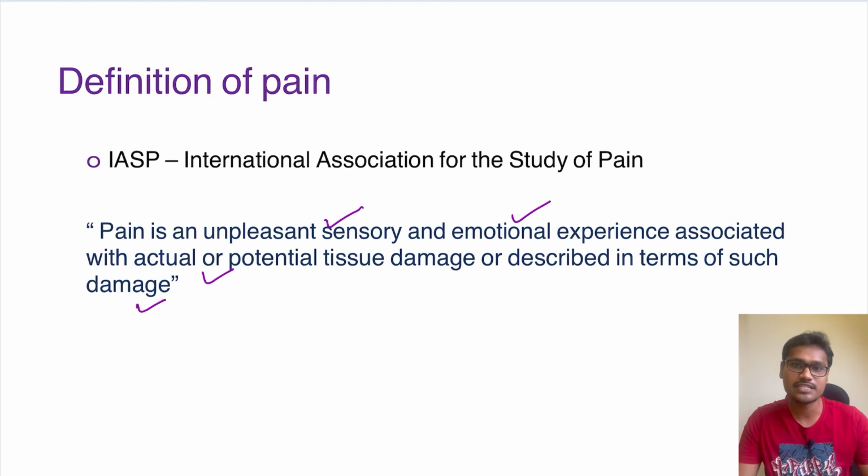Not only a sensory stimulus; sometimes we feel emotional pain also. So that is also pain, and there should be tissue damage, or it can be explained as, for example, he is having a deep kind of pain feeling. So it should be described in terms of such damage also. Both the sensory as well as the emotional component are considered as pain.